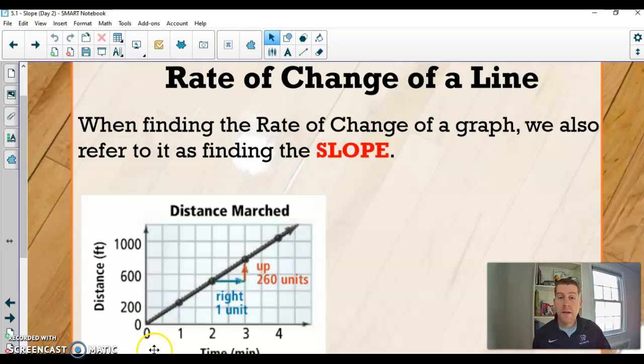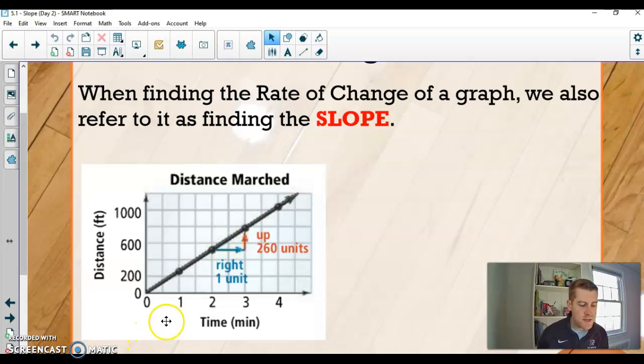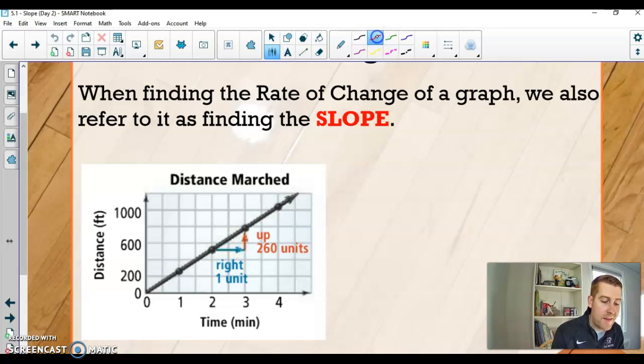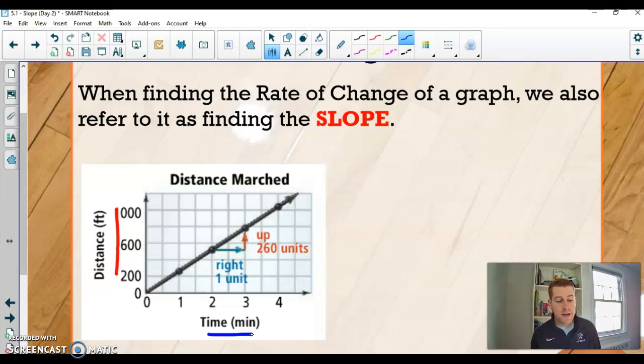So let's not call it slope for a second. Let's call it rate of change. I want to see from point to point, what is the change in our dependent variable, which is always located on the vertical axis, which is the distance, over the change in our independent variable, which is on the horizontal axis, which is time.